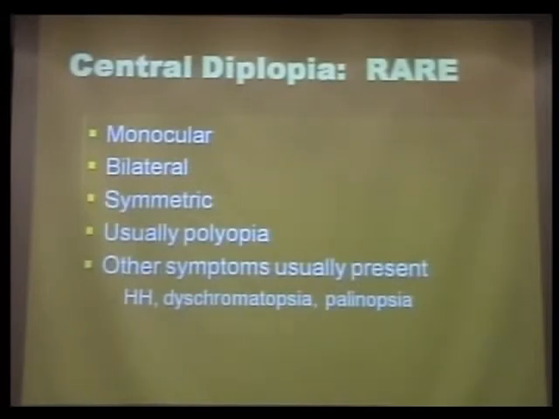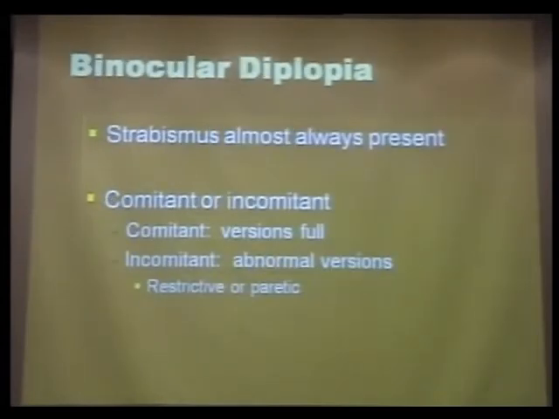You can have monocular diplopia that's bilateral from central causes. It's extremely rare, and usually when you have cortical diplopia, it's polyopia, triplopia or quadruplopia. I've seen 2 cases in 15 years, but it's very symmetric between the 2 eyes, and often you're going to have a field loss, a homonymous defect with it, or some central dyschromatopsia or palinopsia, or some other sign of higher cortical dysfunction. So it's rare, but keep it in the back of your mind. It's usually quadruplopia or triplopia, and it's exquisitely symmetric between the 2 eyes.